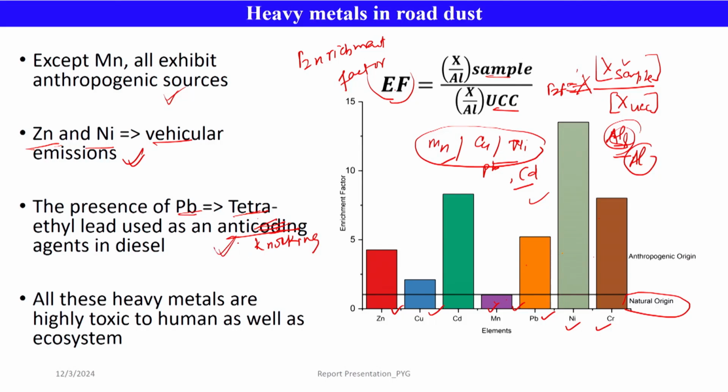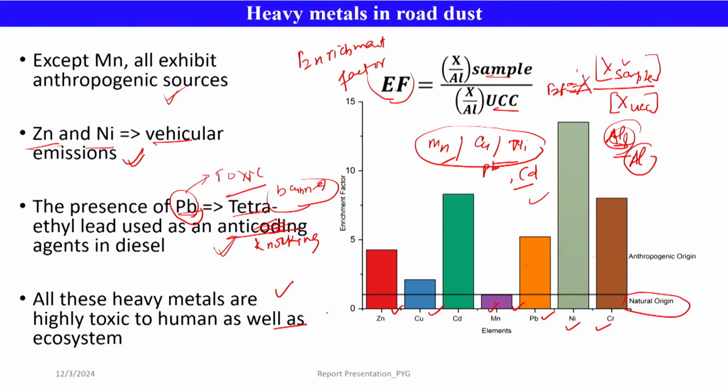That was giving a huge amount of lead, but the good news is that because lead is very toxic, the government recalled this, and based on the recommendations, the use of tetraethyl lead has been banned. So we are not using tetraethyl lead in fuels now. If you use anti-knocking agents, it increases the octane value, so it enhances the combustion and other things. All these heavy metals are highly toxic to humans as well as the ecosystem.